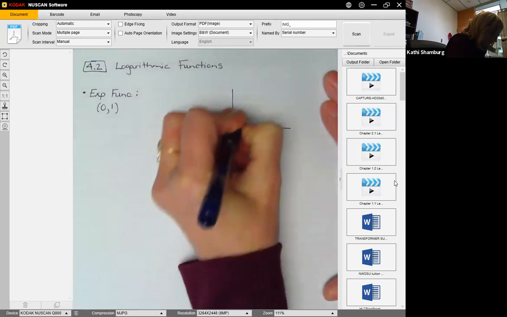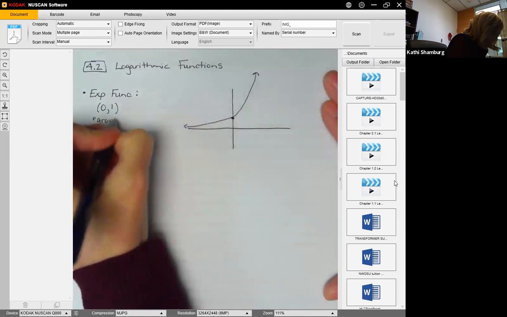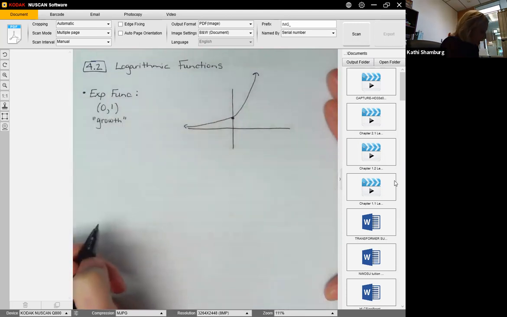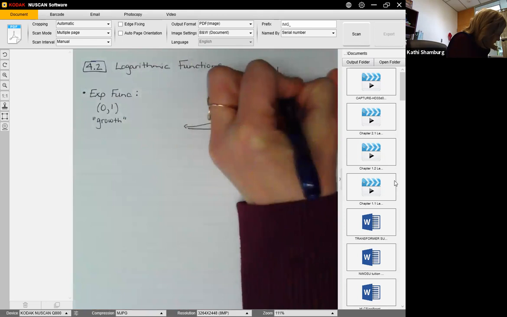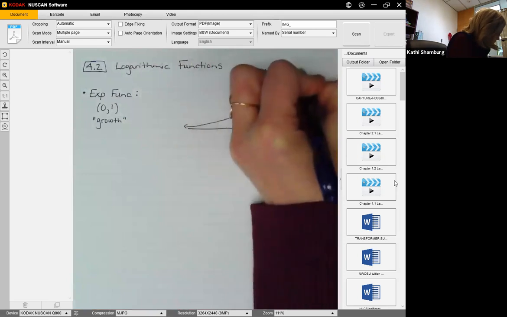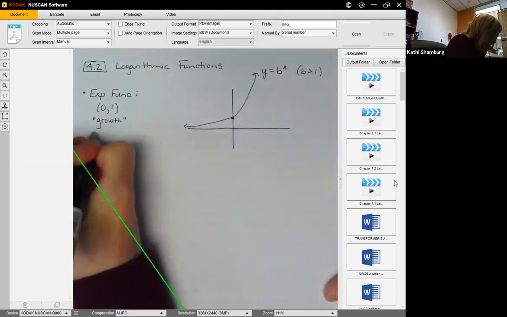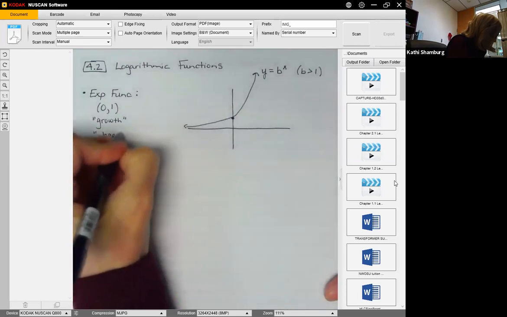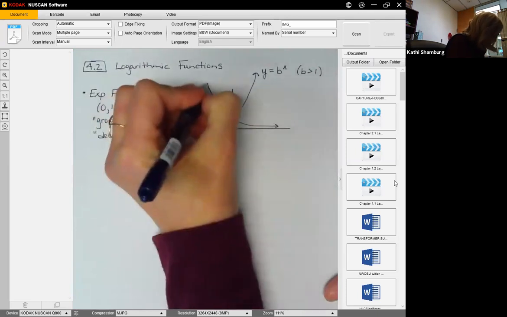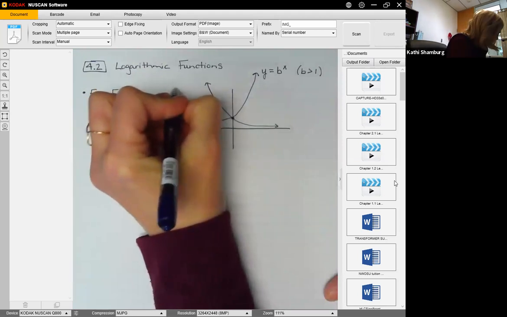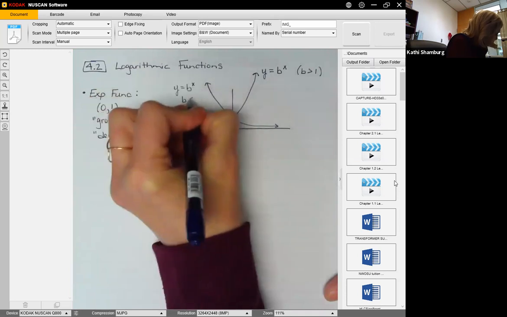And we had our growth exponential function. And if you will recall, that is y equals b raised to the x when b is greater than 1. And then we had our decay. Oh, I should have done that in a different color. Oh, well. All right. And this, of course, is also y equals b to the x, but this is when b is less than 1.